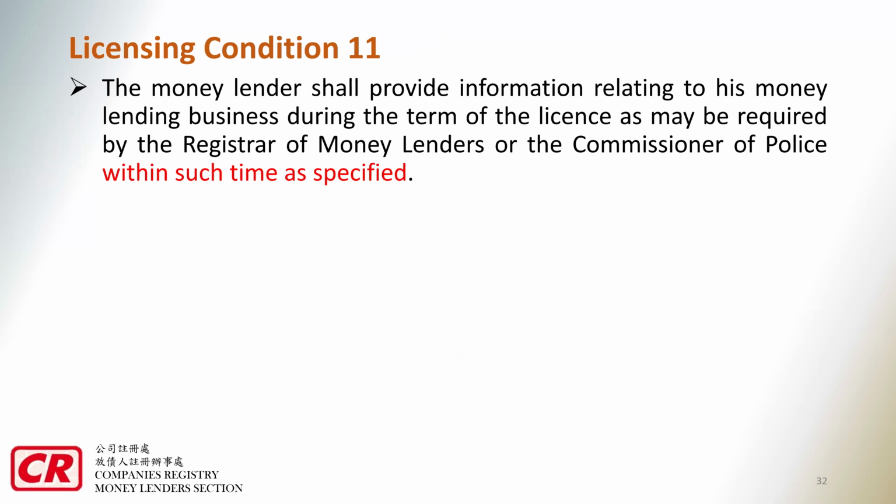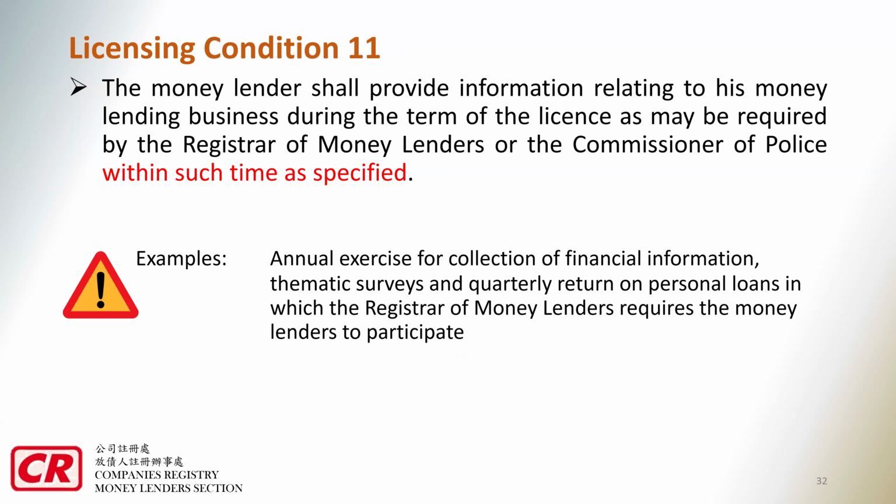According to licensing condition 11, the moneylender shall provide information relating to his moneylending business during the term of the license as may be required by the Registrar of Moneylenders or the Commissioner of Police, within such time as specified. For example, the annual exercise for collection of financial information, thematic surveys, and quarterly return on personal loan, where the Registrar of Moneylenders requires the moneylender to participate.